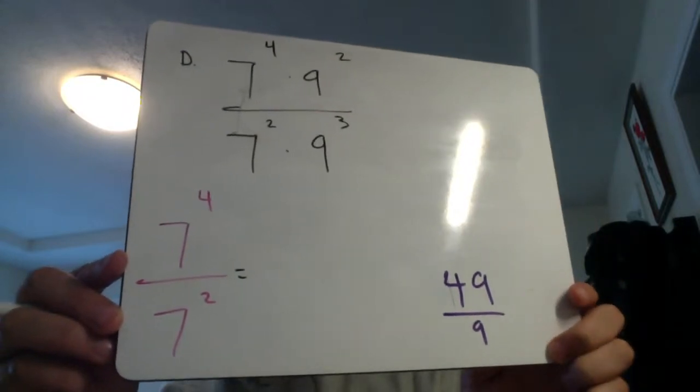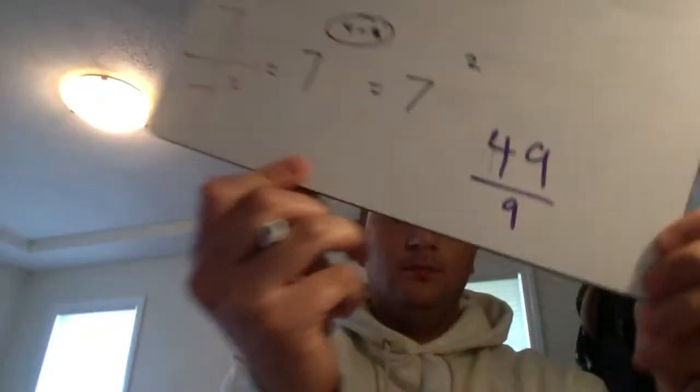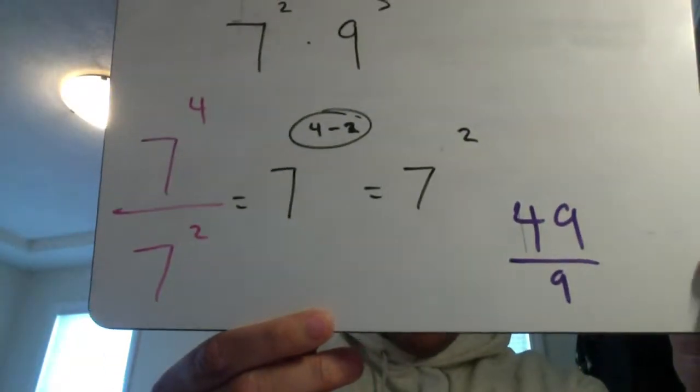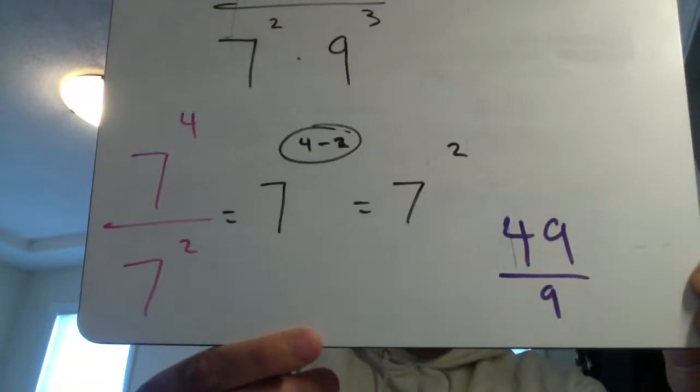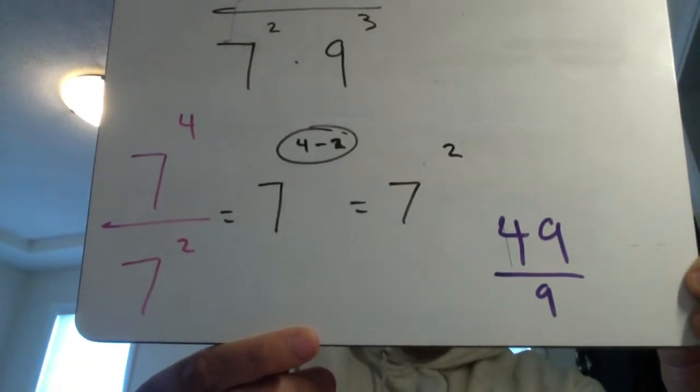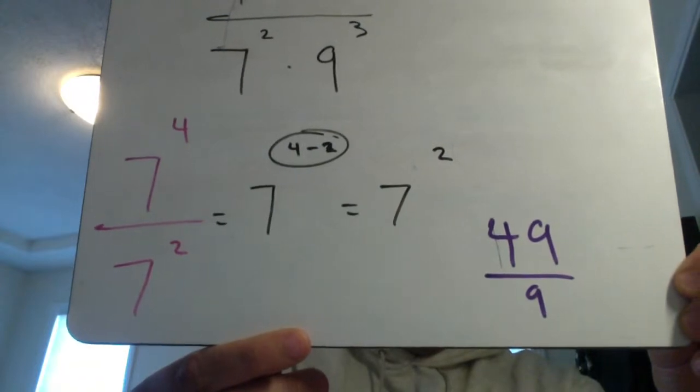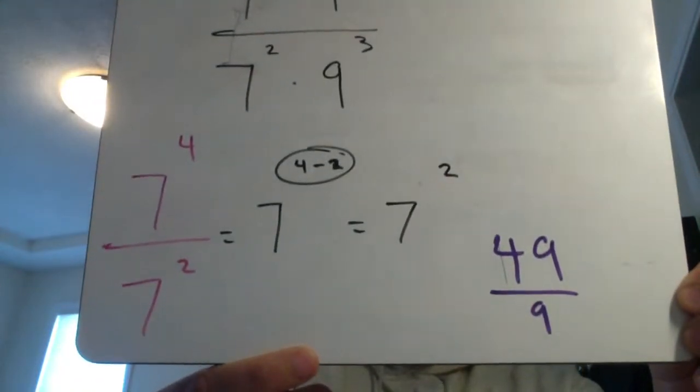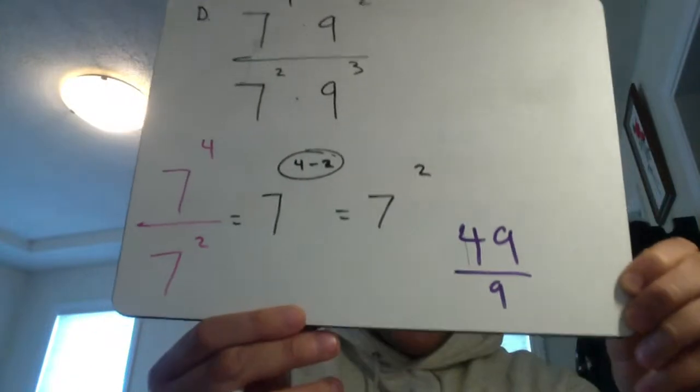So 7 to the 4th over 7 to the second is the same thing as 7 to the 4 minus 2, which is 7 squared. See that? And 7 squared is 49. That's how we get our numerator of 49. We can use the quotient rule.